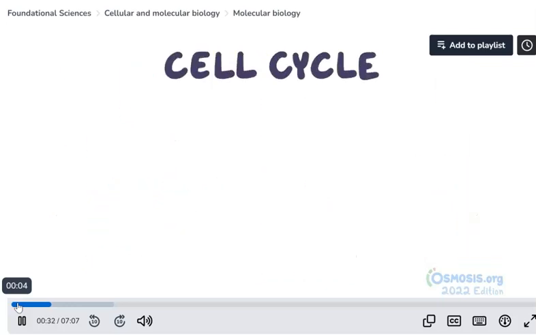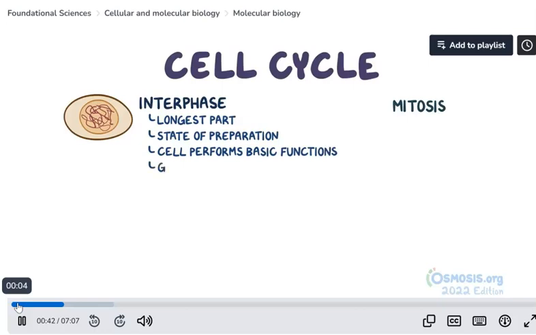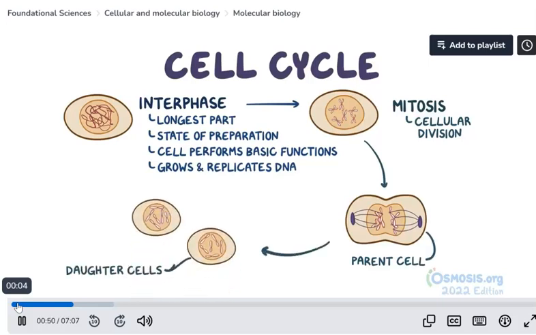The cell cycle has two phases, interphase and mitosis. Interphase is the longest part of the cell cycle, and it's a state of preparation, during which the cell carries out its cell functions, and grows and replicates its DNA to prepare for mitosis, or cellular division. After a parent cell divides, each of the two daughter cells enter interphase again.